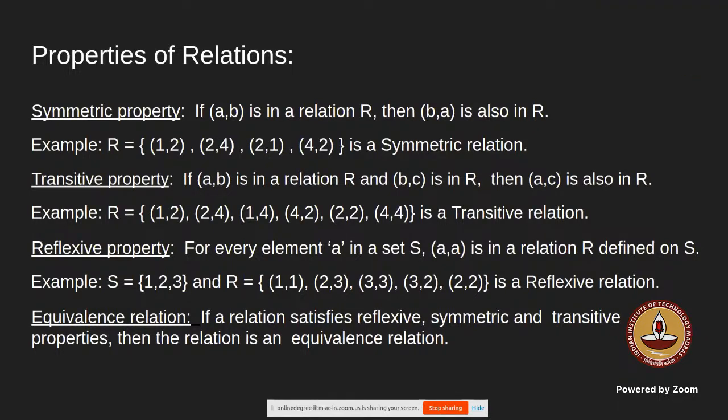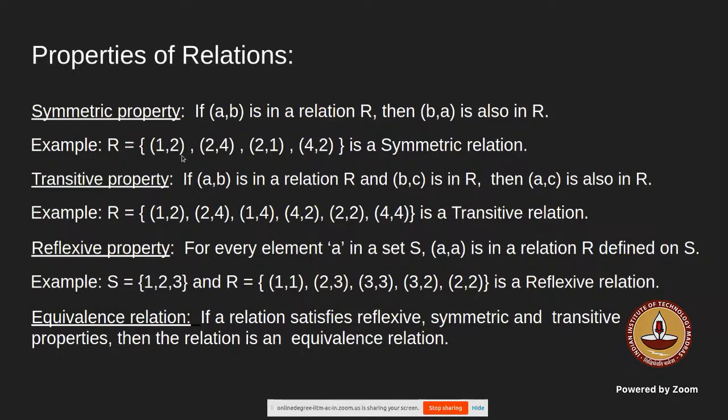Okay. So if I see this example, (1, 2) is there. Then what element should be there to make it symmetric? (2, 1) should be there. And that is indeed there. Now, if I see the second one, (2, 4), then (4, 2) should be there. If I delete (4, 2) from this set, is it a symmetric relation? No, sir.